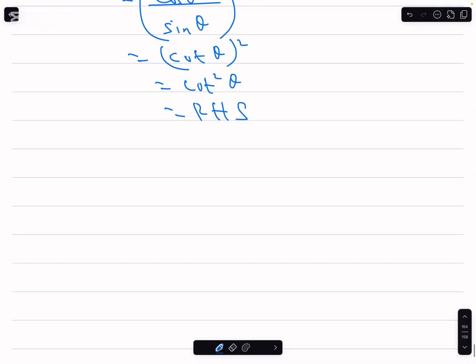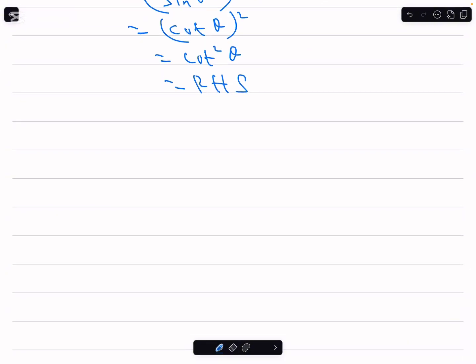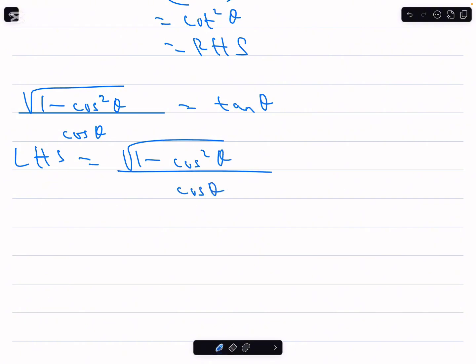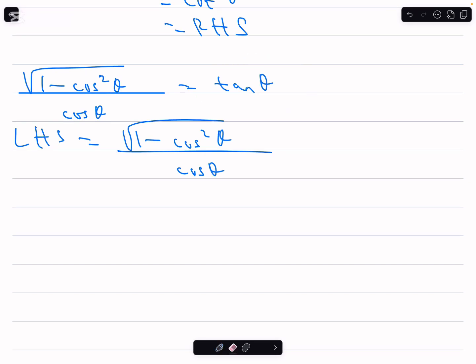Let's take just one more. Prove that the square root of 1 minus cos squared theta all over cos theta is equal to tan theta. Let's go from the left hand side to the right hand side. The left hand side is the square root of 1 minus cos squared theta all over cos theta, and we want to show that that is equal to tan theta.